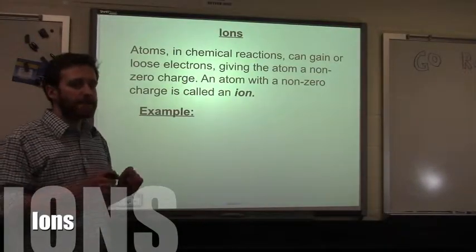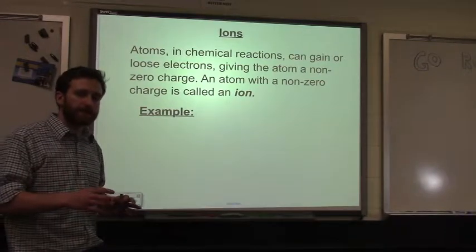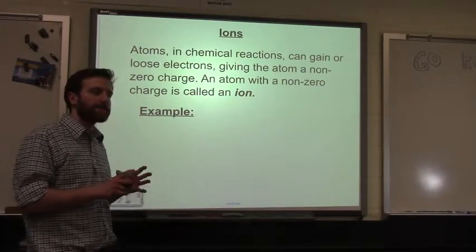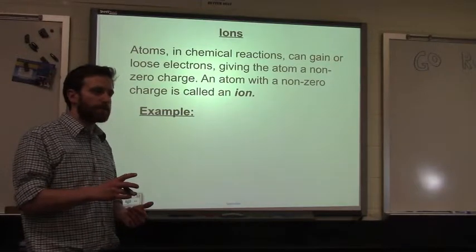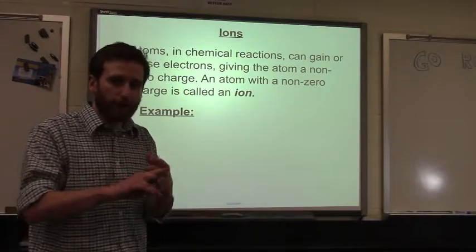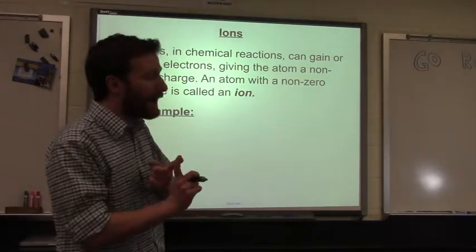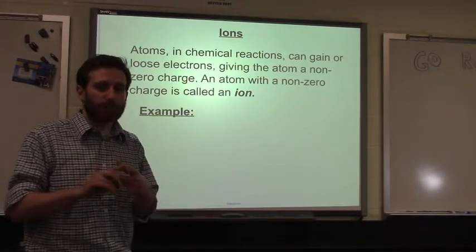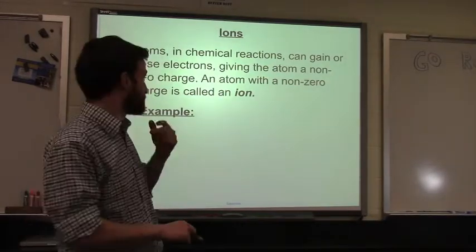Ions are easy to confuse with isotopes. They both describe atoms and they both start with I, but ions are very different. Isotopes is concerned with the particles that give mass to the atom, the protons and the neutrons. Ions is concerned with the particles that give charge to the atom, protons and electrons.